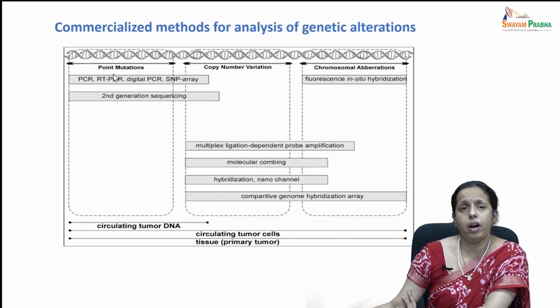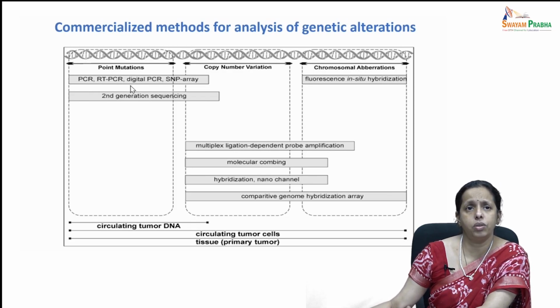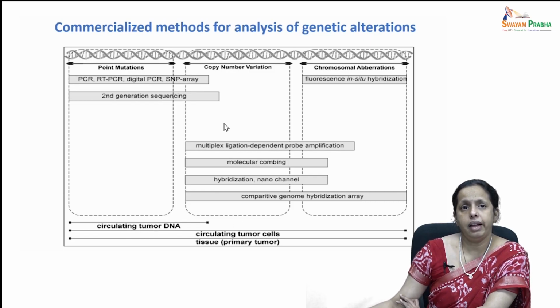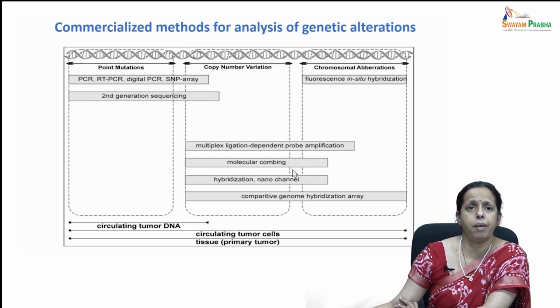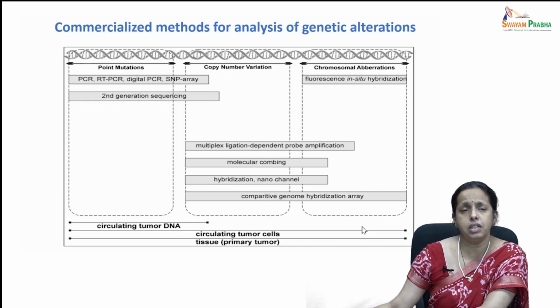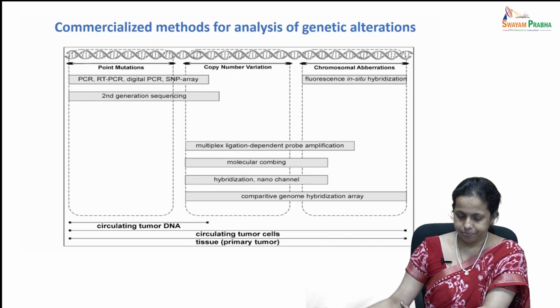For point mutations, copy number variations, and chromosomal aberrations, you can do PCR, RT-PCR, digital PCR, SNP arrays, and even second generation sequencing for your ctDNA. And then you even have multiplex ligation-dependent probe amplification, molecular combing, and comparative genome hybridization to identify your CNVs, copy number variation, and chromosomal aberrations.